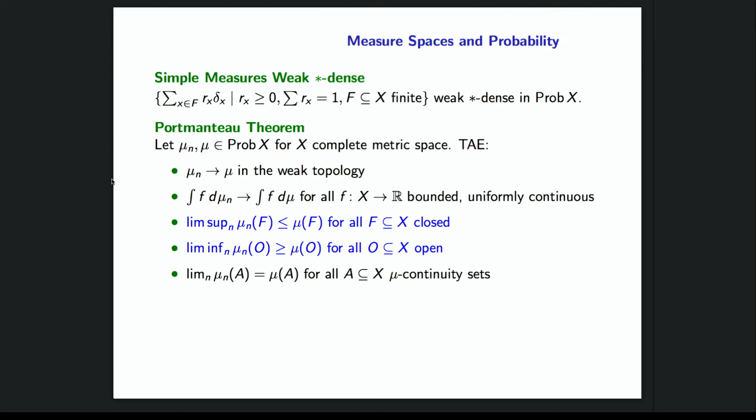These turn out to be weak star dense in the probability measures, okay? And if you make this sum less than 1, then you get a family that's weak star dense in the subprobability measures. So that's one of the nice results that comes out of this theory.